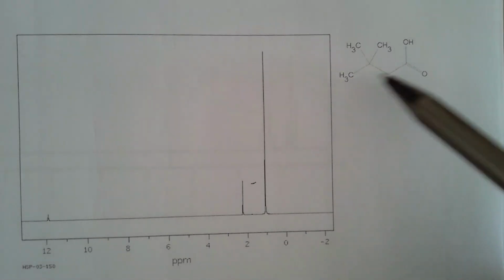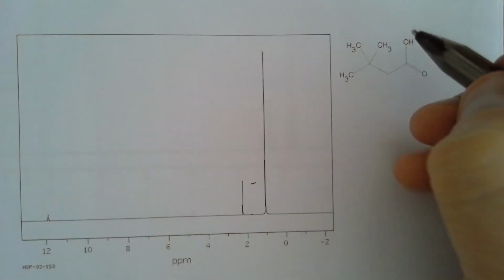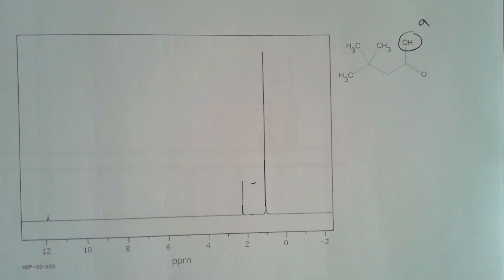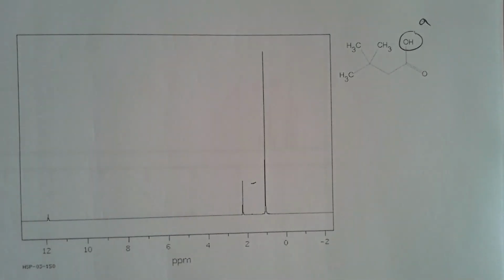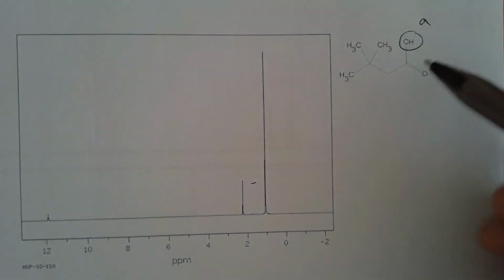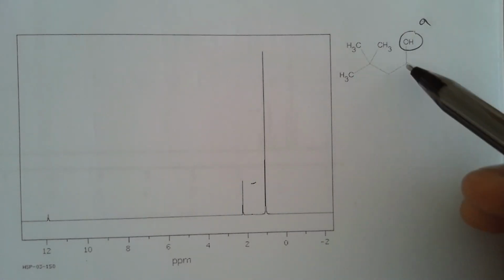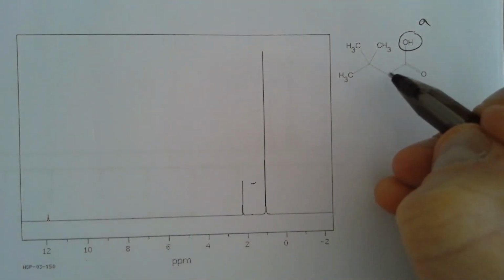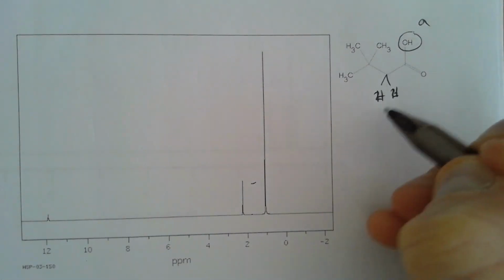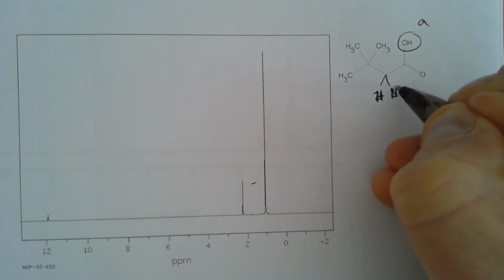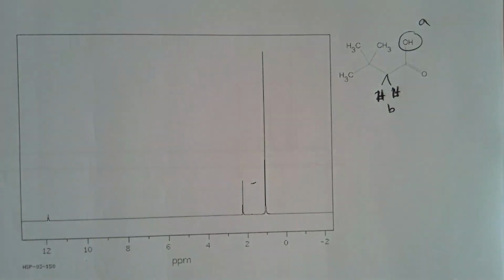So if we have a look at this structure, we've got a hydrogen environment here, which we'll call environment A. Remember, it's that OH environment. Even if it was adjacent to anything, it's not going to have any splitting. It's not going to couple. There's no hydrogens on here because that's a double bond. There are going to be two hydrogens on here, which we'll call environment B.